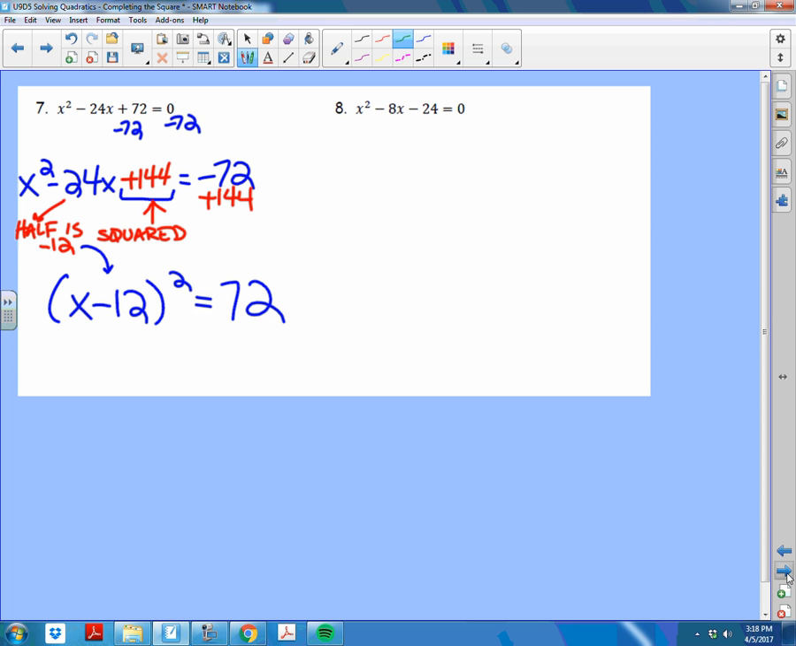Now, you should get to a place where you have x minus 12 squared equals 72. I'm going to stop there because I want anyone who didn't get to x minus 12 squared equals 72 to let me know so we can talk about where you might have gone wrong if you don't see where you went wrong.